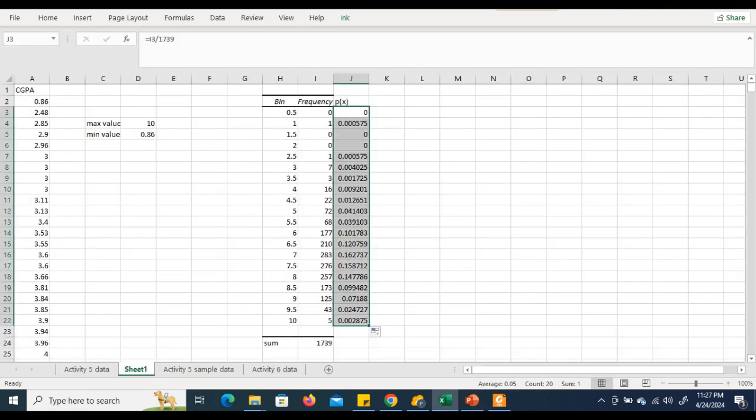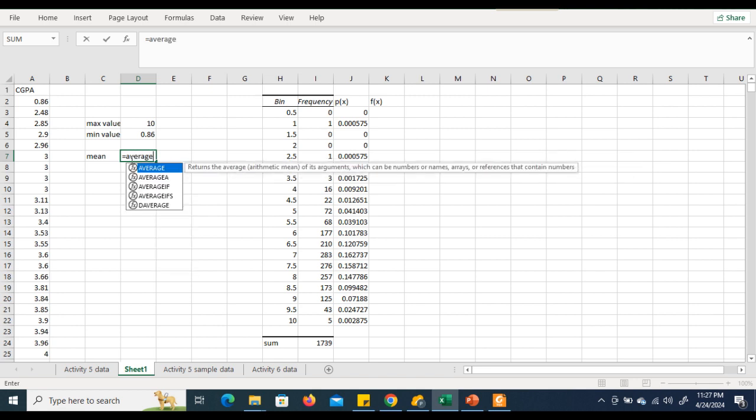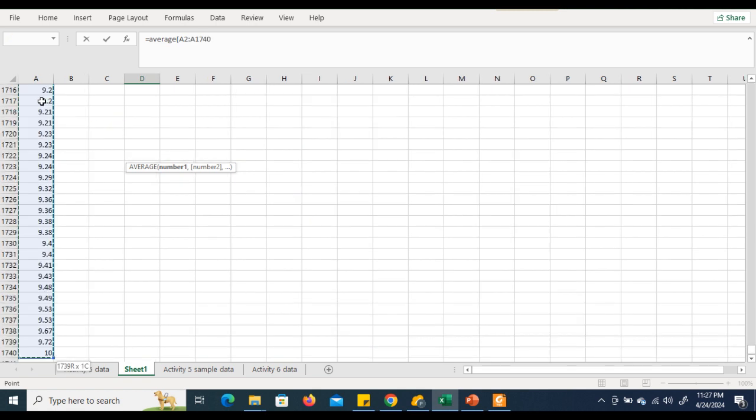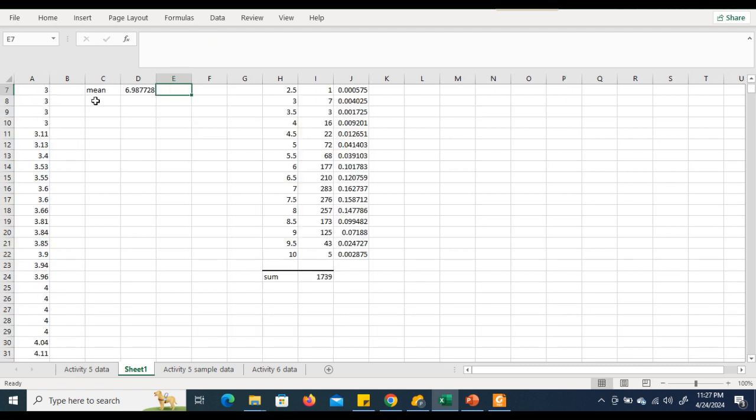So let us calculate the probability here with the help of normal distribution. For that, the first thing is we need two pieces of information: the population mean and the population standard deviation, okay. Because I am assuming this whole as a population only, how do we calculate the mean? For mean, the formula is average, then control shift down key to select the entire data, bracket close, so that will give us the mean value. And the standard deviation is required.